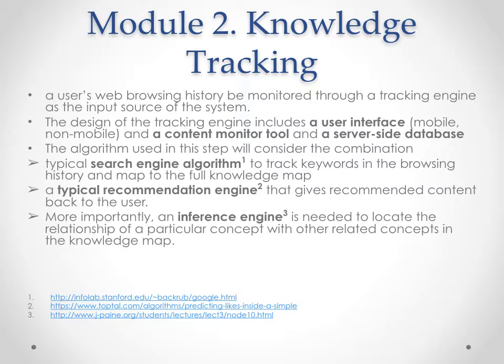And then more importantly, it's an inference engine to locate a relationship between a particular concept and other related concepts in the knowledge map. So basically, the tracking engine will generate a personal knowledge tree, and this tree will be mapped to the comprehensive knowledge base, which is a much bigger tree, and then make all the connections of each individual branch of knowledge to each individual branch of knowledge in the comprehensive tree. So you will know exactly where your knowledge is mapped in that comprehensive tree and get feedback for all the other dots that connect to your knowledge dots.